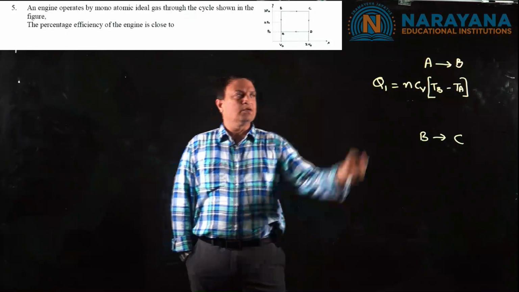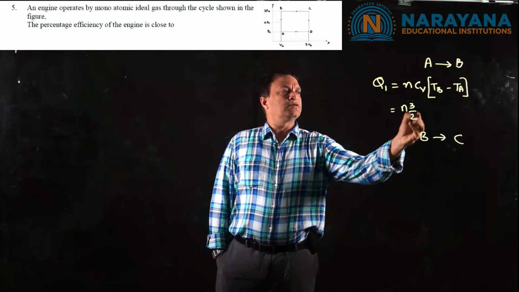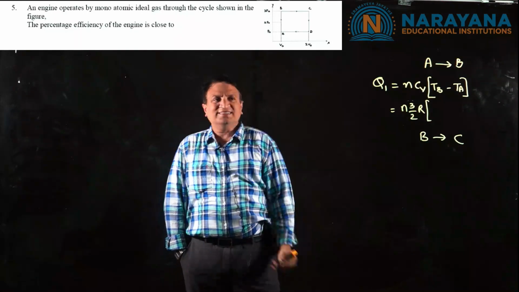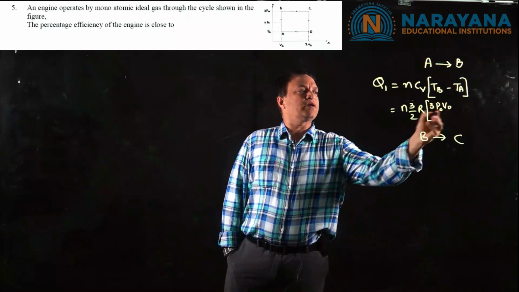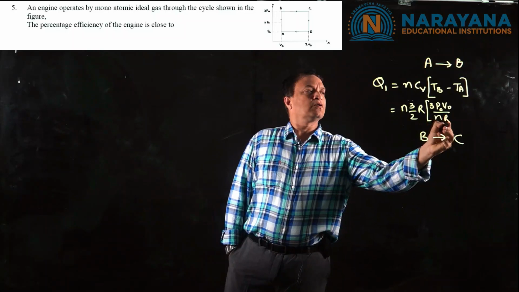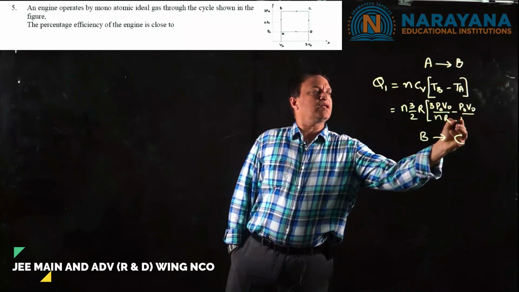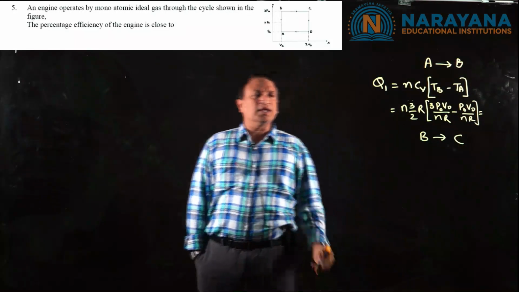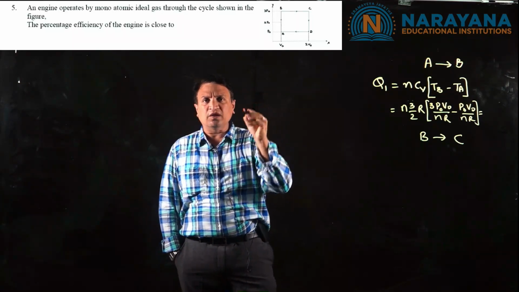Fine. This you can write as n times 3 by 2 R. What is TB? 3 P naught V naught by nR. What is TA? P naught V naught by nR. And this total thing makes you 3 P naught V naught.